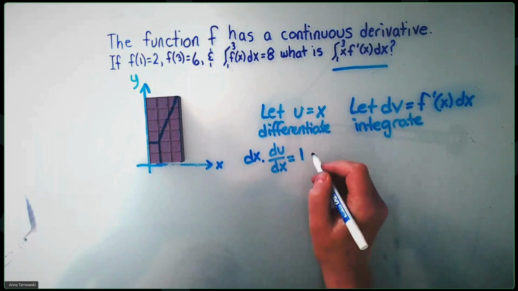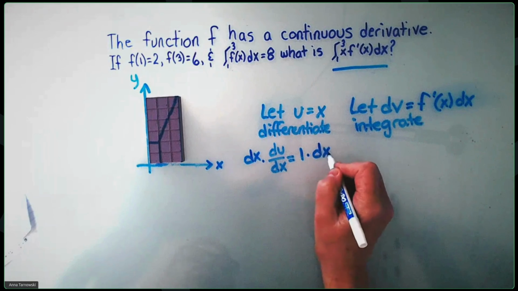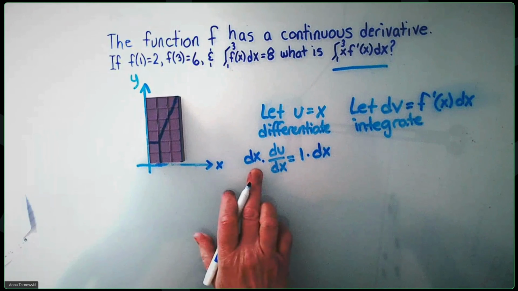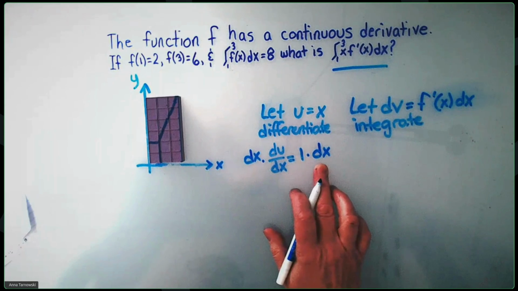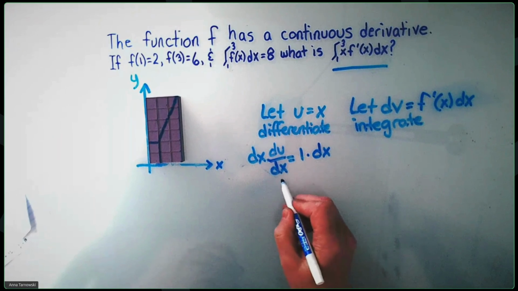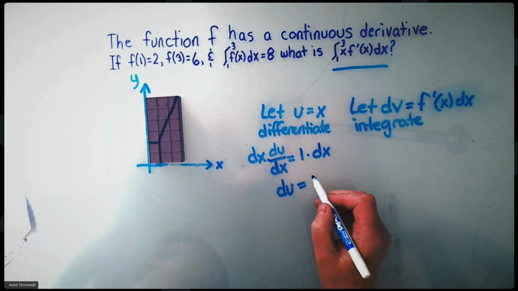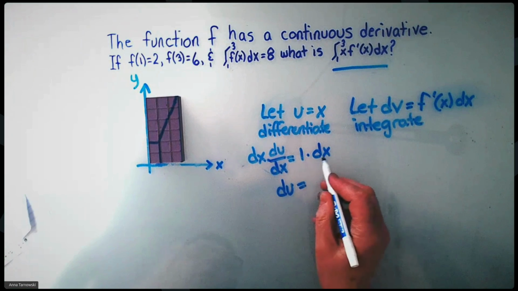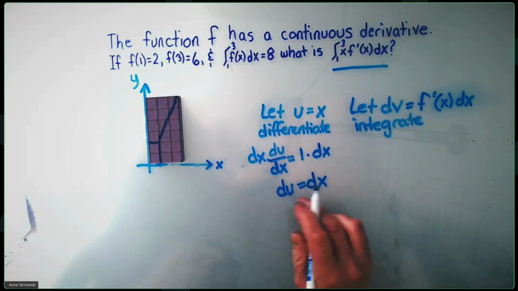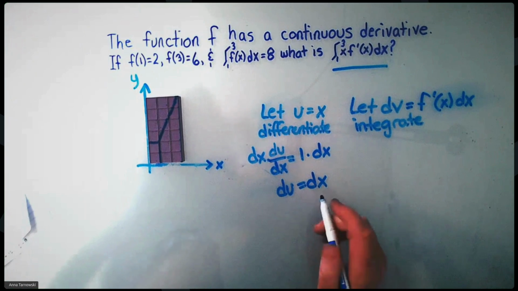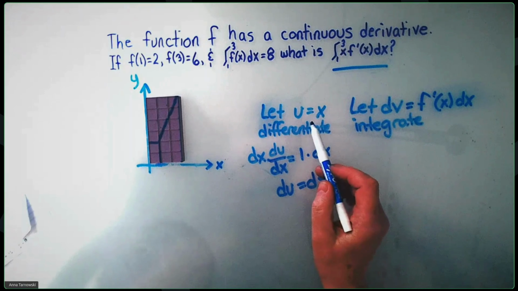Dx over dx. And then times by dx on this side as well. If we're going to make this much bigger, then we need to make that side that much bigger. It's just 1 times du, which is just du. And this is just dx. 1 times dx is just dx. So du equals dx. And obviously u equals x.